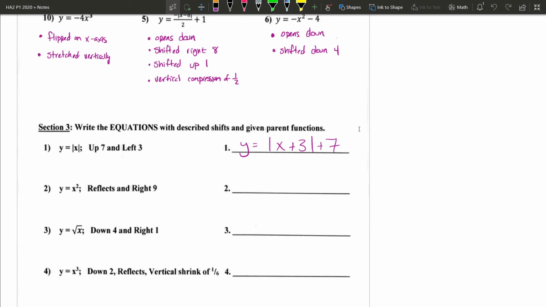Okay, our parent function for number 2 is the parabola x squared. It is reflected and shifted to the right 9. So if it's reflected, I'm going to start with a negative. To the right means I've got an h. And insiders lie, so we're going to say negative 9. It's not shifted up or down, so I don't have to mess with a k value.